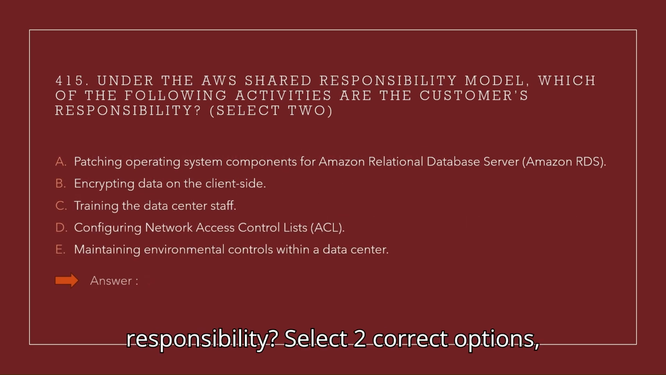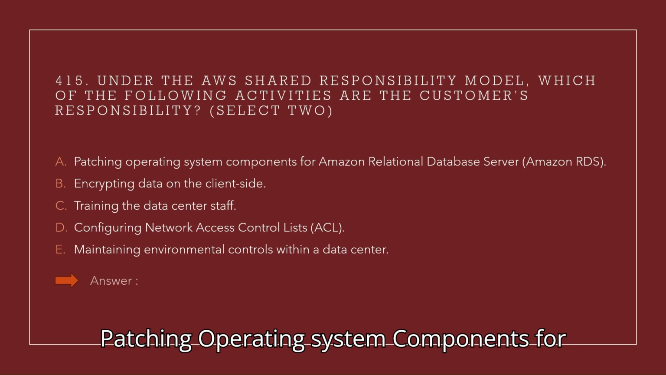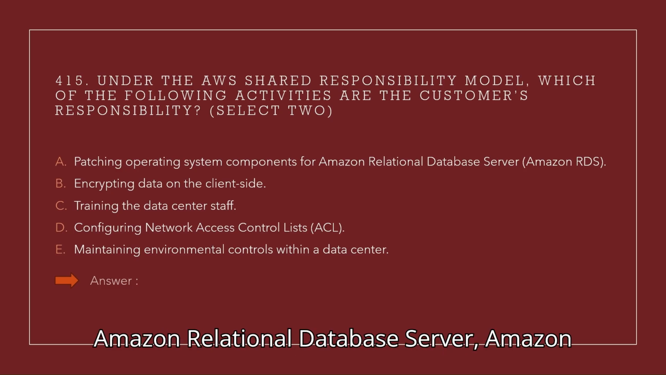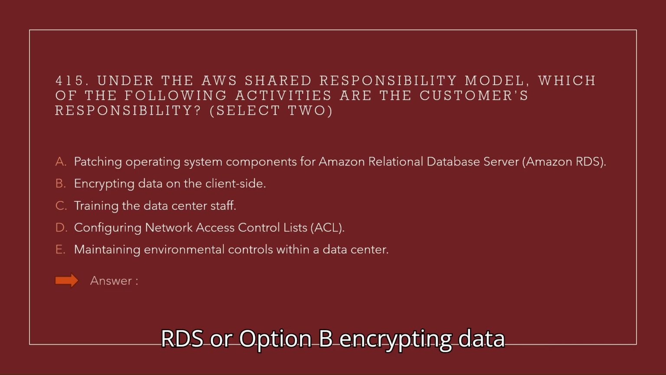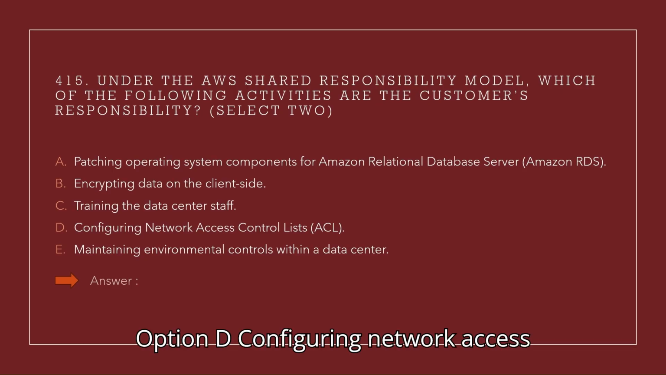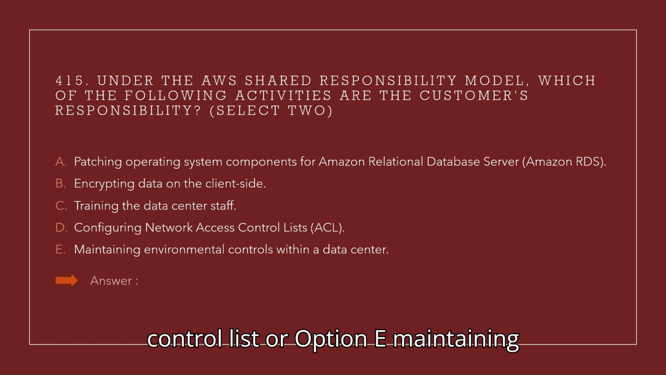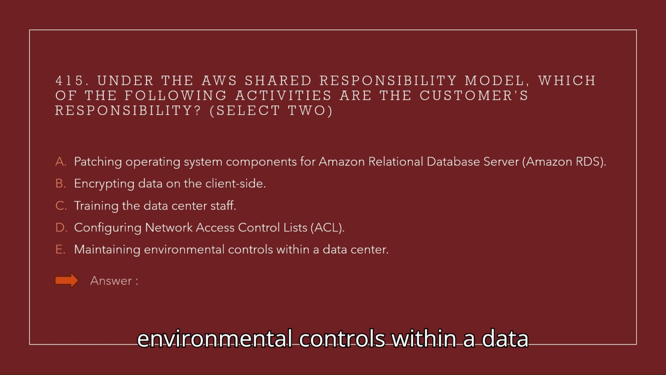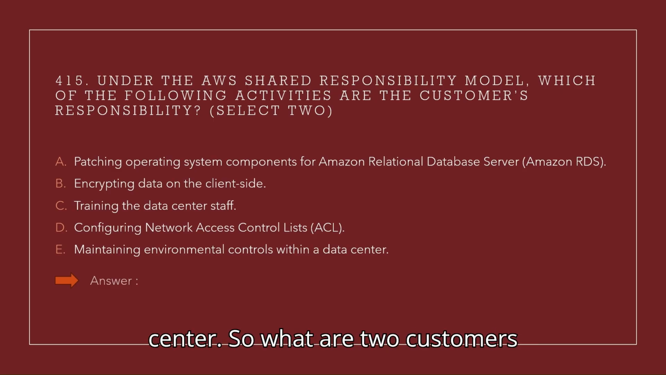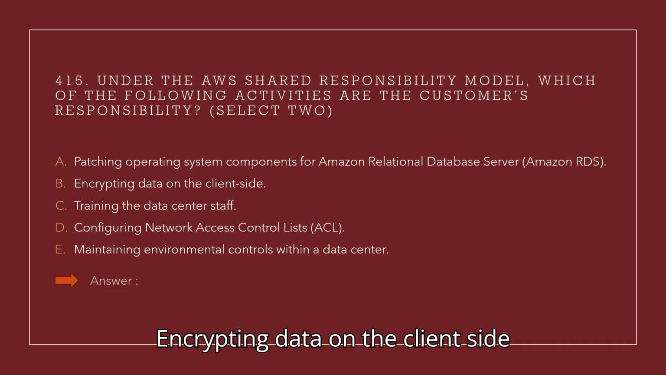Alright. Under the AWS shared responsibility model, which of the following activities are the customer's responsibility? Select two correct options. Option A, patching operating system components for Amazon Relational Database Service, Amazon RDS. Option B, encrypting data on the client side. Option C, training the data center staff. Option D, configuring network access control lists. Or option E, maintaining environmental controls within a data center.